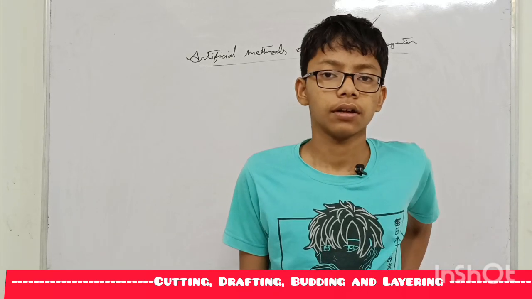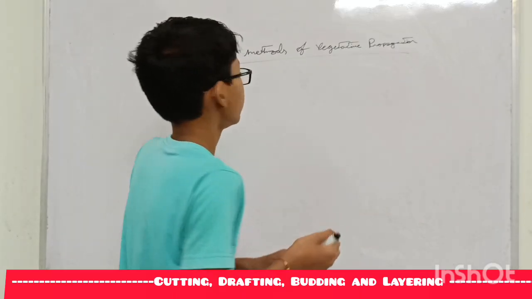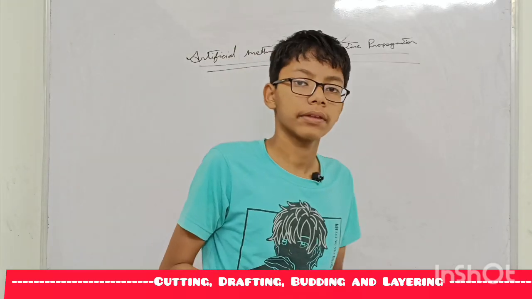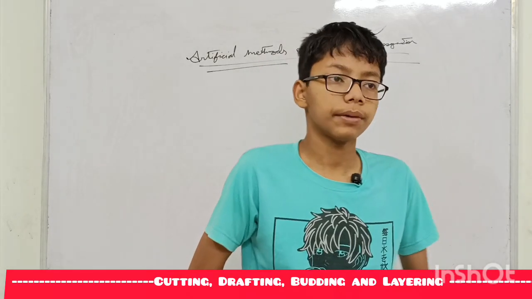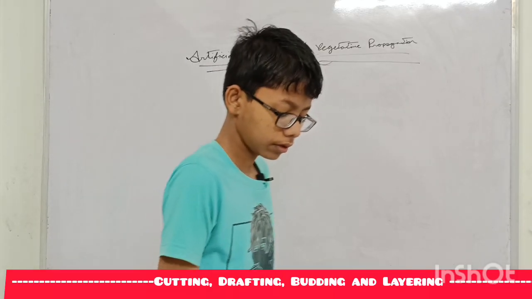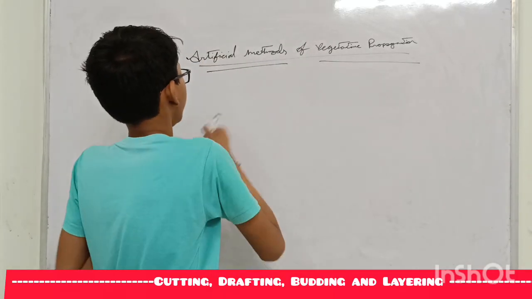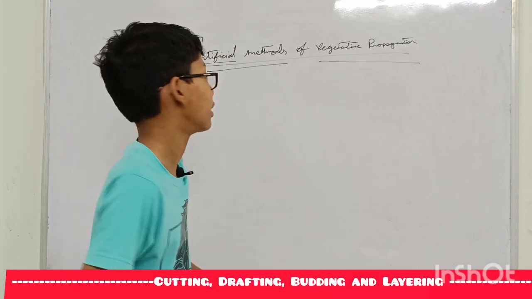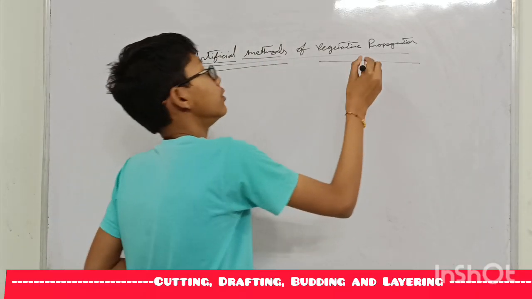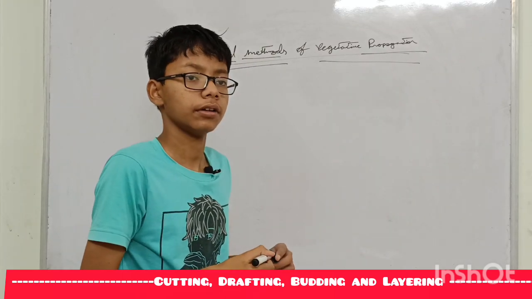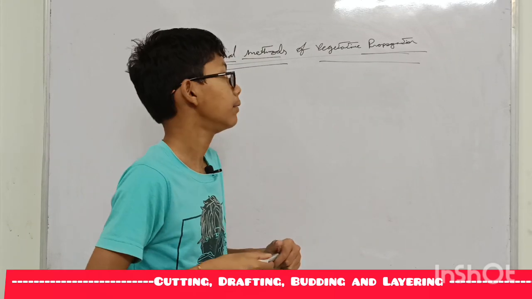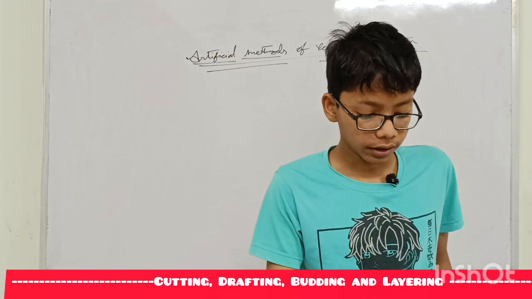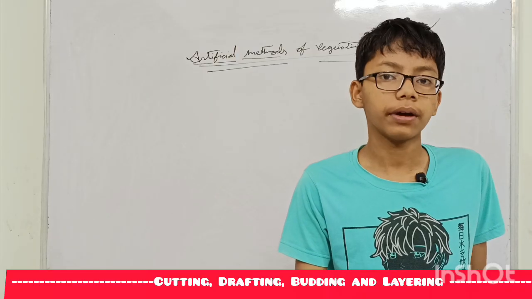I'm RANAJOY. Today I'll talk about some artificial methods of vegetative propagation. So here we are going to talk about some artificial, man-made methods of vegetative propagation, or basically vegetative reproduction or growing up of plants. Artificial vegetative propagation is practiced by gardeners.